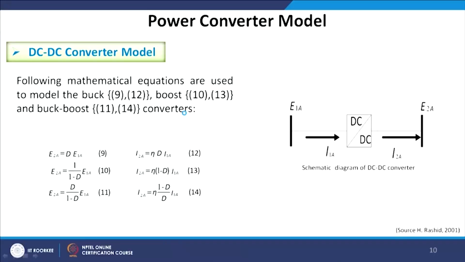Now, one more important model is the DC-DC converter model, where there are a few equations. With the DC-DC converter you have the bus at 1, and you can get bus 2 with a new voltage. The following mathematical equations are used to model buck, boost and buck-boost converters, where equations 9 and 12 are used for the buck type, 10 and 13 for the boost type, and 11 and 14 for the buck-boost converters.